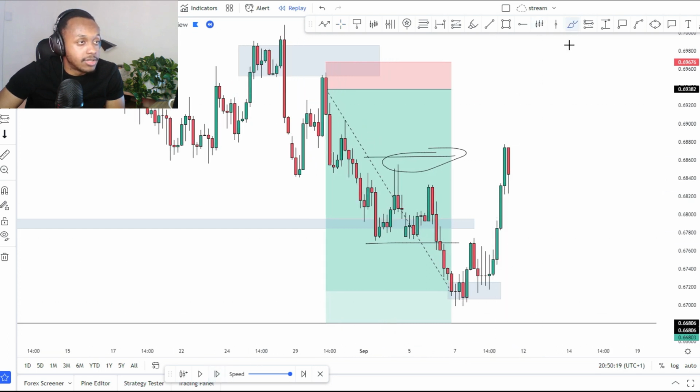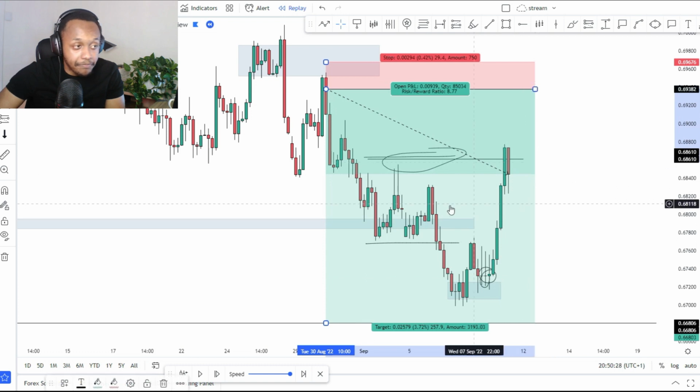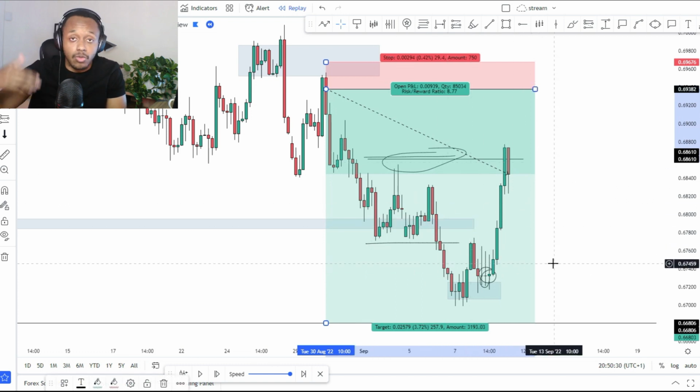So I did close another 10% around here. Then I eventually got taken out with my trailing stop loss around here for the rest of the position. So it was a really nice trade. It was managed very, very well as well.